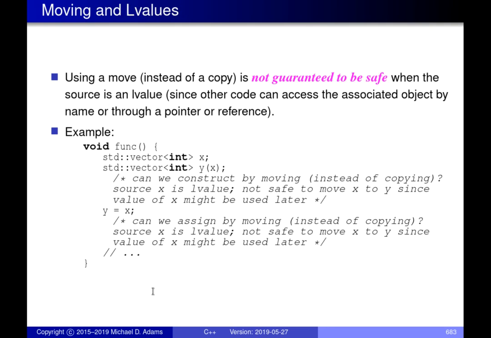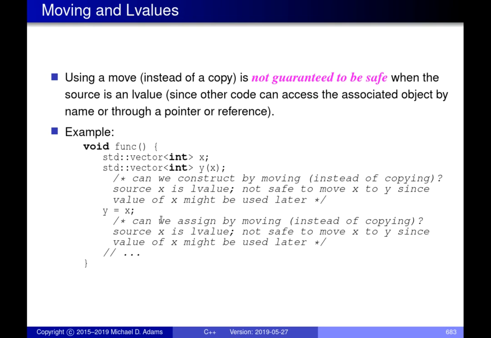With respect to moving, the main context in which we're concerned with L-values and R-values in this course is with respect to things that relate to moving versus copying. Although we're talking more generally about expressions, when we're talking about moving and copying, we're talking about objects. So we have an expression that refers to an object, and we're concerned whether that expression is an L-value expression or not, what we call an R-value expression.